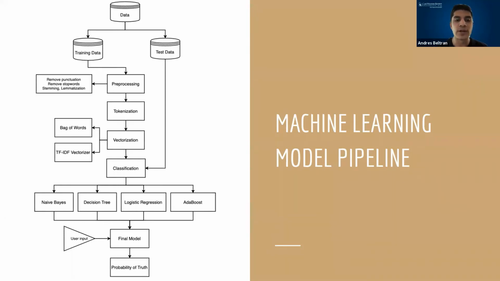After the data has been vectorized, we proceed to classify it. For this, we've trained 4 supervised learning classifiers: naive Bayes, decision tree, logistic regression, and AdaBoost. We use the test data to evaluate the performance of each classifier. Then we pick the best model, and we can use this model to classify novel news articles based on the user input. Our final model is going to output a label, whether the news article is most likely fake or not, and the probability or confidence value of truth.